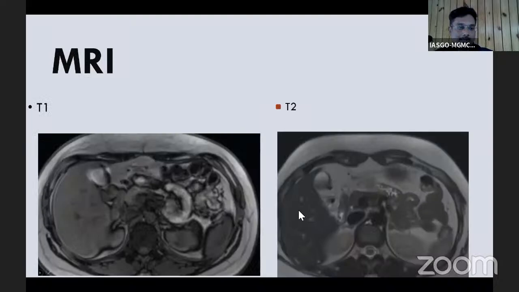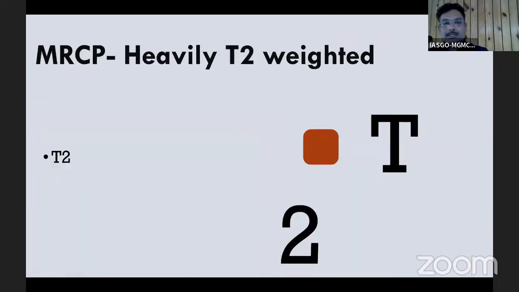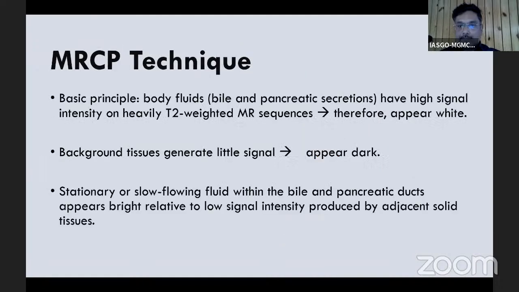So MRI consists of basically two basic sequences, T1 and T2. And as all of us know, fluid is dark on T1 and bright on T2 weighted images. So this is a T1 weighted image. We can see the CSF around the cord is black on T1 and it is bright on T2 weighted images. And if we increase the T2 weighted factor, then we get heavily T2 weighted images. In other words, it is MRCP.